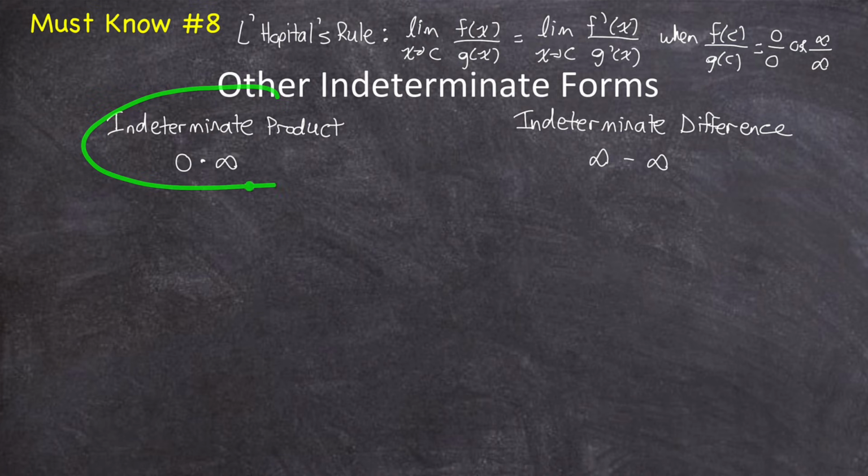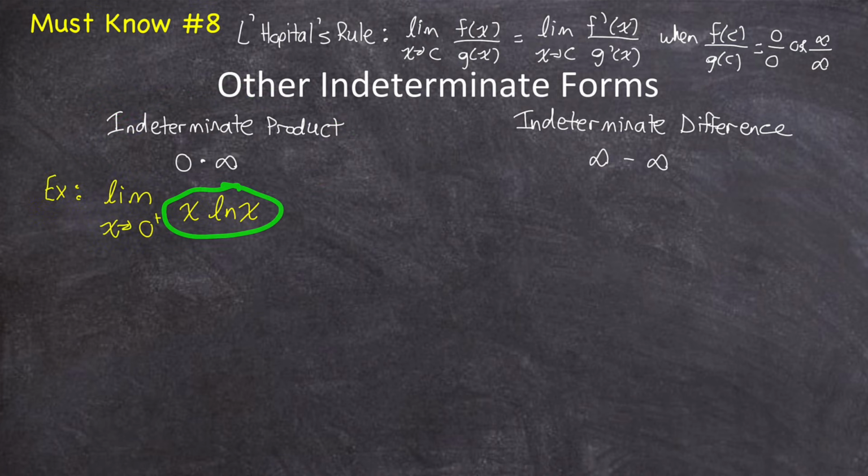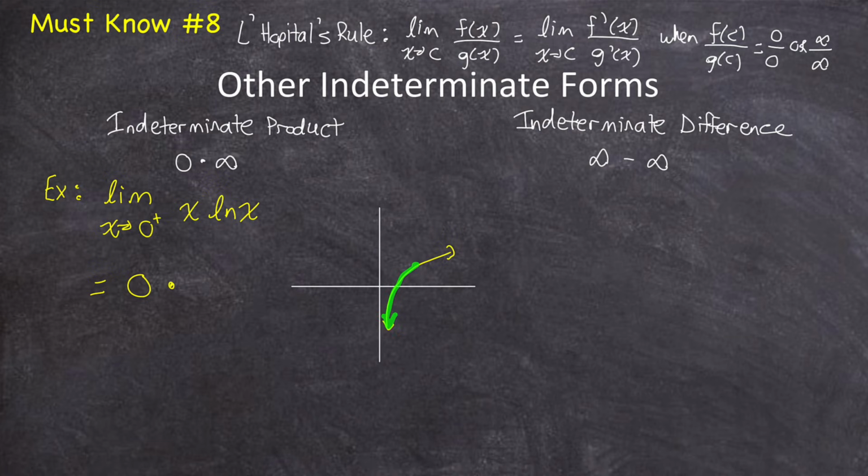So let's start with the indeterminate product. I want to find the limit of x times the natural logarithm of x as x approaches 0 from the right side of 0. As x approaches 0 from the right, x would be approaching 0, and the natural logarithm of x, if you remember what its graph looks like, would be approaching negative infinity. This is an indeterminate product. It doesn't tell me what the value of the limit is, and it doesn't even tell me if the limit exists or not.